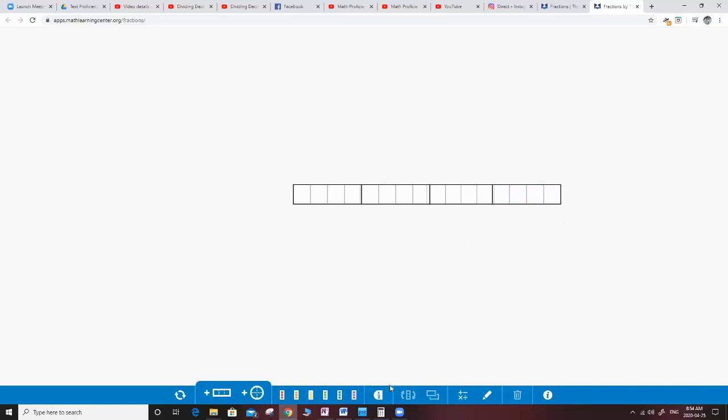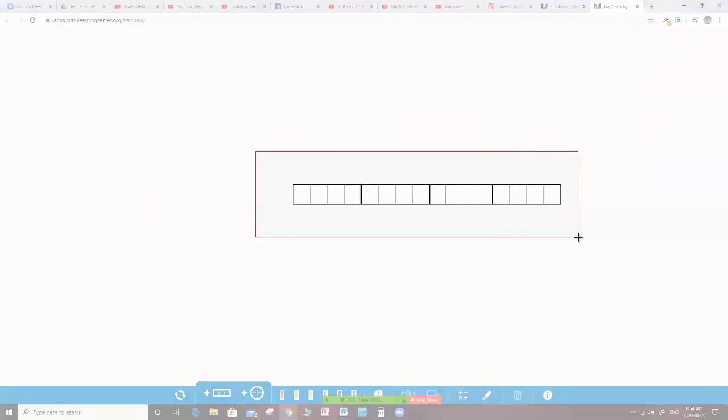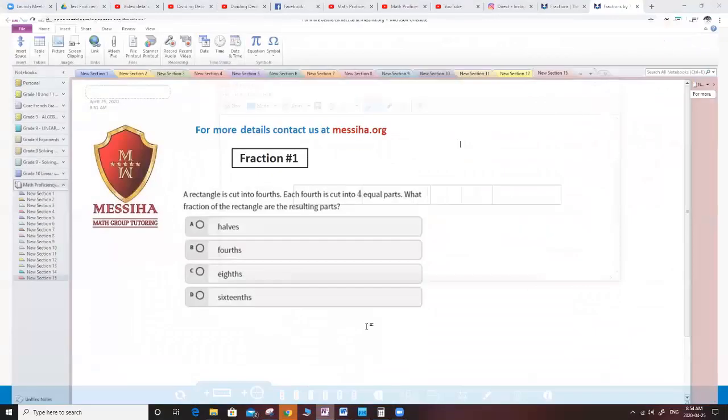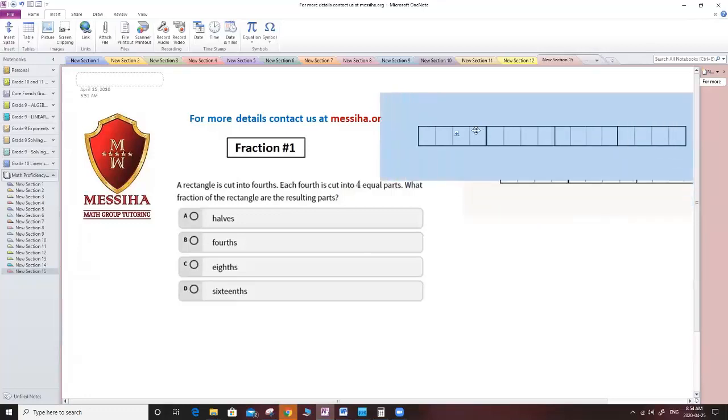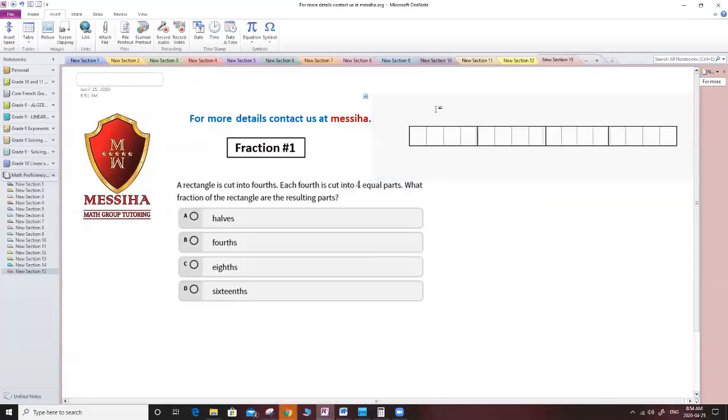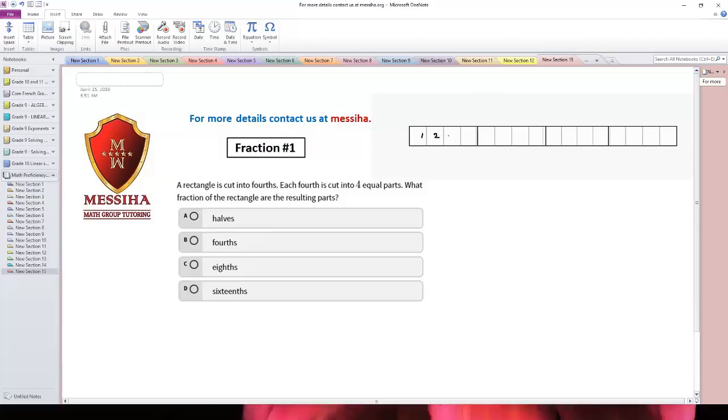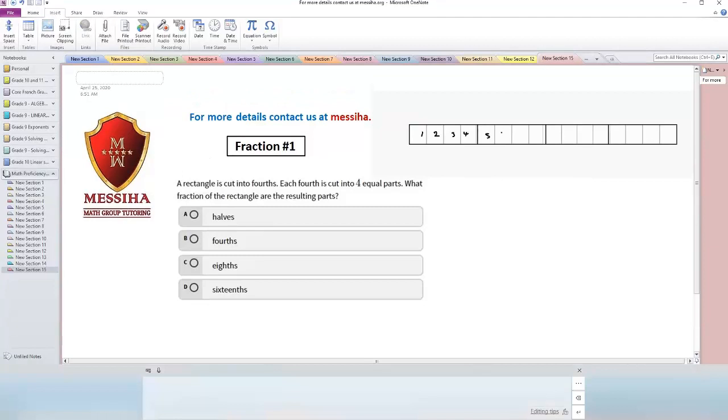So if I take a copy of this shape and bring it to our problem, this is the conclusion of my work. The question is asking what fraction of the rectangle are the resulting parts. That means I have to count how many parts in total I made. So 1, 2, 3, 4, 5, 6, 7, 8, 9, 10, 11, 12, 13, 14, 15, 16.